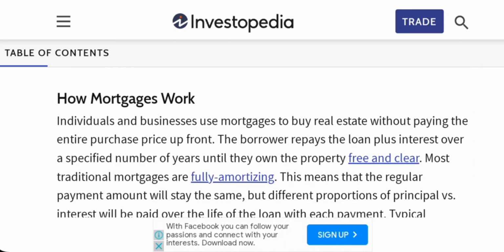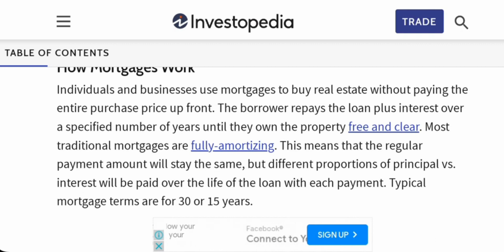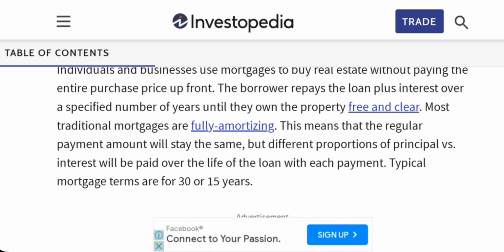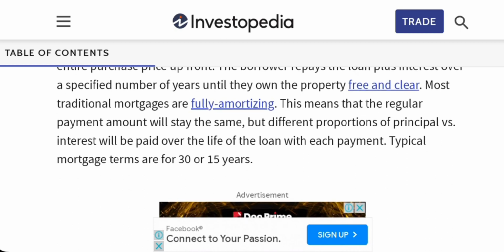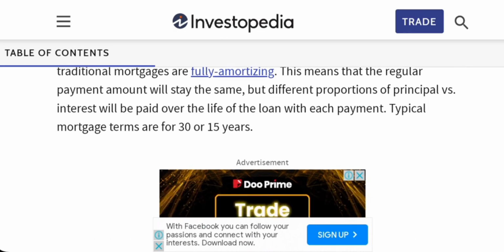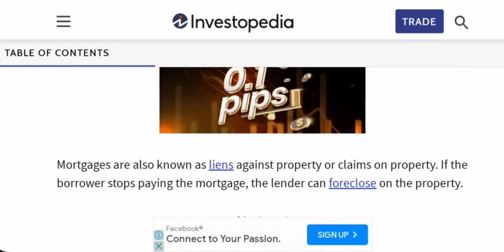How a mortgage works. Individuals and businesses use these mortgages to buy real estate without paying the entire purchase price upfront. The borrower repays the loan plus interest over a specified number of years until they own the property free and clear. Most traditional mortgages are fully amortizing. This means that the regular payment amount will stay the same, but a different proportion of principal versus interest will be paid over the life of the loan with each payment. Typically, mortgage terms are for 30 or 15 years.